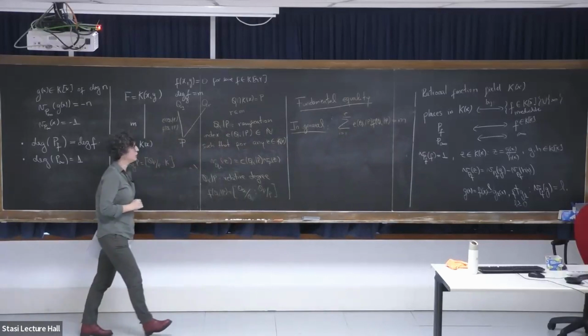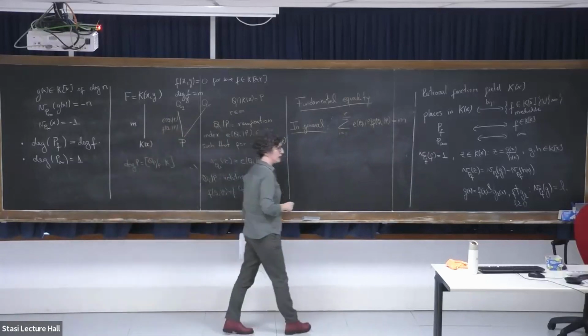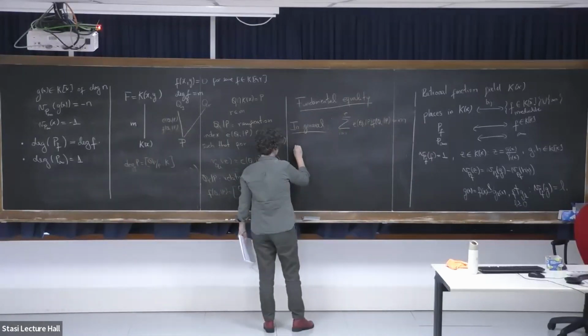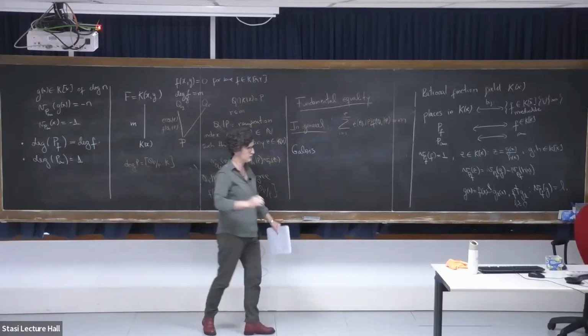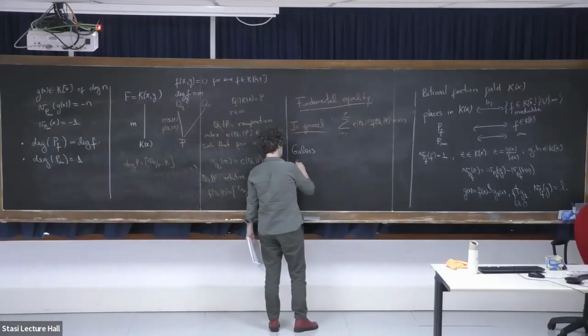But here we'll be working with Galois extensions, Kummer extensions that are Galois. So if you have a Galois extension, what is a Galois extension? Normal and separable. So Galois extension.